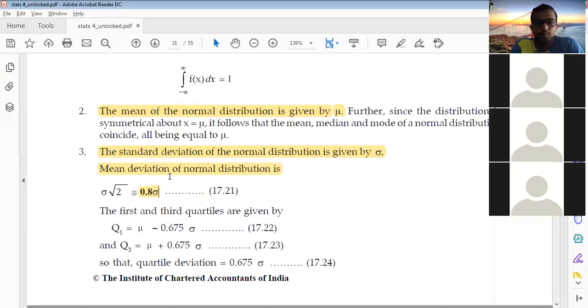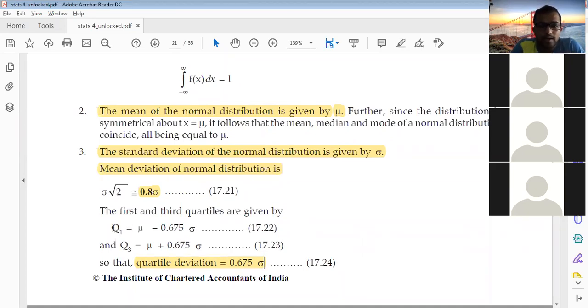Okay. Next point. How to find the quartile deviation? Write this point, students. Quartile deviation is 0.675 sigma. Once you have written mean deviation 0.8 sigma, write down quartile deviation equals 0.675 sigma. That's why I told you there might be a lot of questions from these. So you should know: quartile deviation is 0.675 sigma.